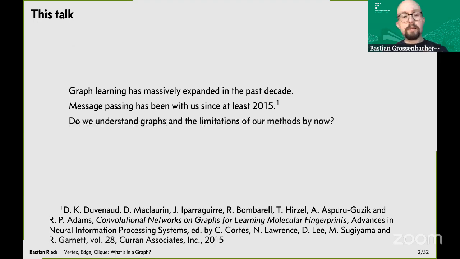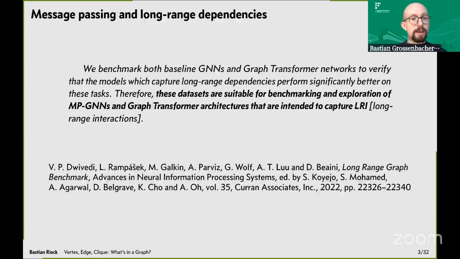And at some point we need to take a step back and think about whether we understand graphs and the limitations of our methods by now. And of course, following this law of headlines, anything that is a question can immediately be answered with no. It's a mixture of a couple of things that I hope to be able to discuss in this talk. So let's first take a look at message passing and long-range dependencies, or things that we think we know about them.